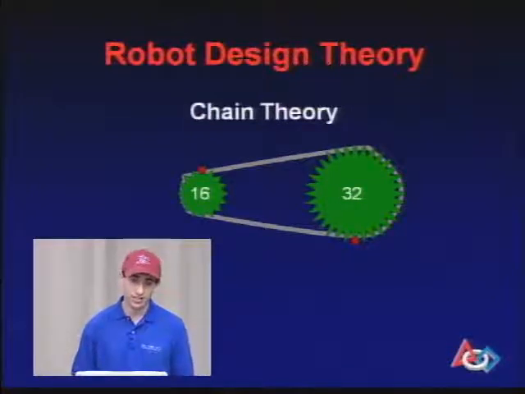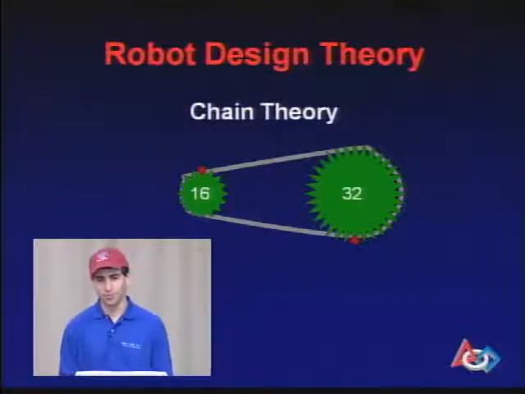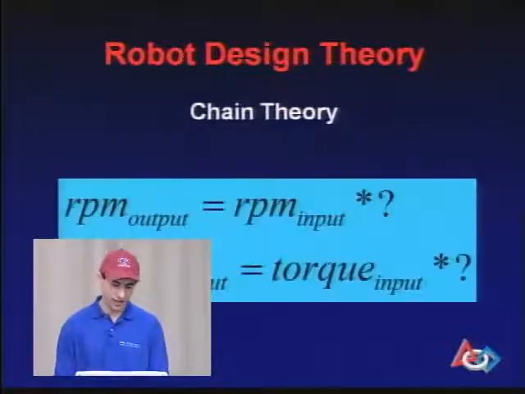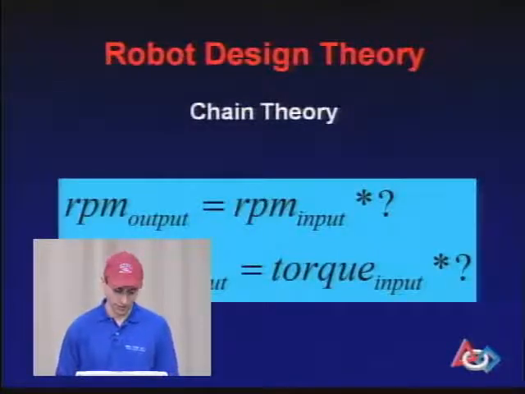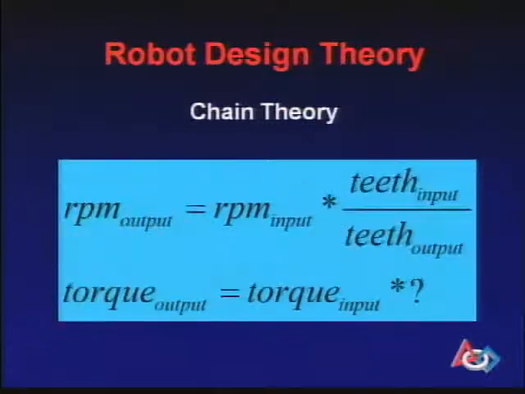And what this means is that if you have a smaller sprocket connected to a large sprocket by a chain, the smaller sprocket is going to move faster. And the speed that it moves is actually proportional to the number of teeth on the input gear, which is the gear that you're driving, divided by the number of teeth in the output gear. This is the gear that would be connected to something like your wheels or a mechanism. So RPM, the rotations per minute of the output, is equal to the rotations per minute of the input times the teeth of the input divided by the teeth of the output.